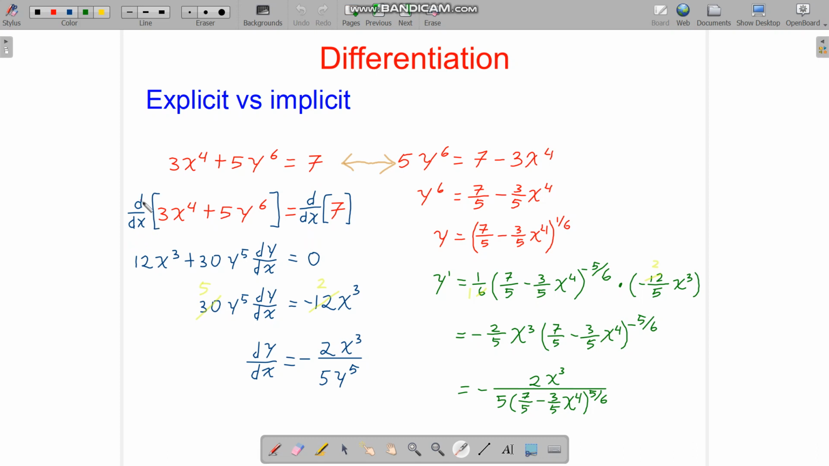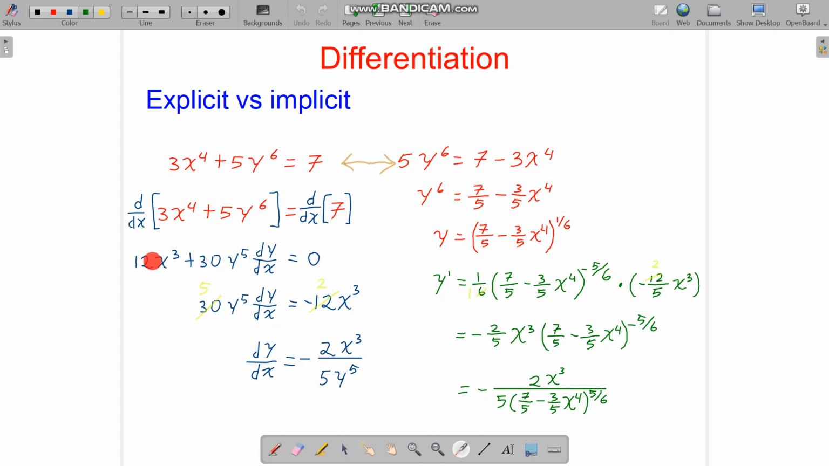So here, d/dx of 3x to the power 4, as you can see the same letters, x and x, so we get the usual 12x to the power 3. But for this term, if we differentiate with respect to x, we get 6 times 5 is 30, the new power is 5, so 30y to the power 5, but we have to multiply by dy/dx. On the right, d/dx of a constant is simply 0.